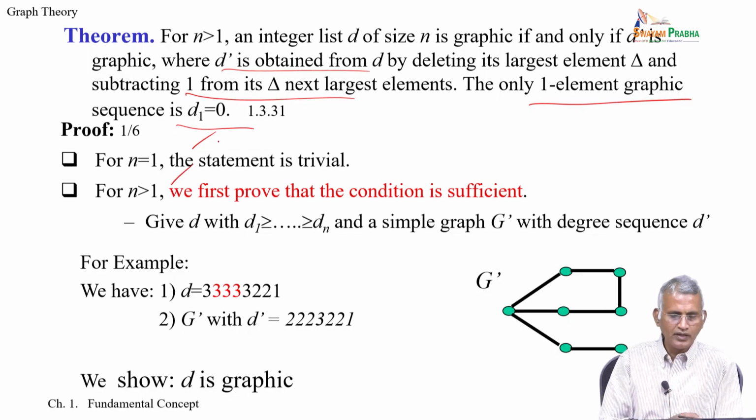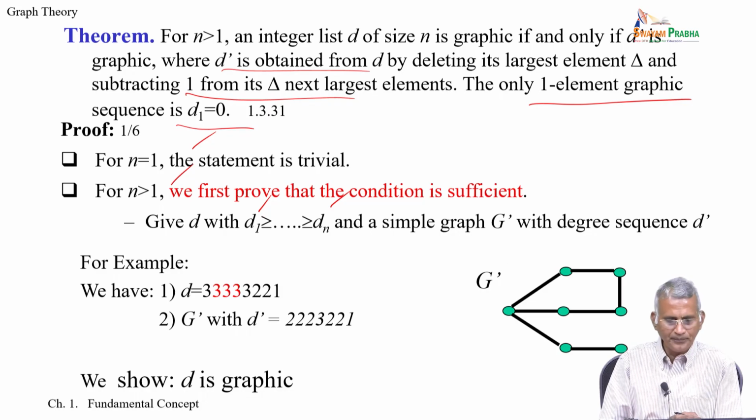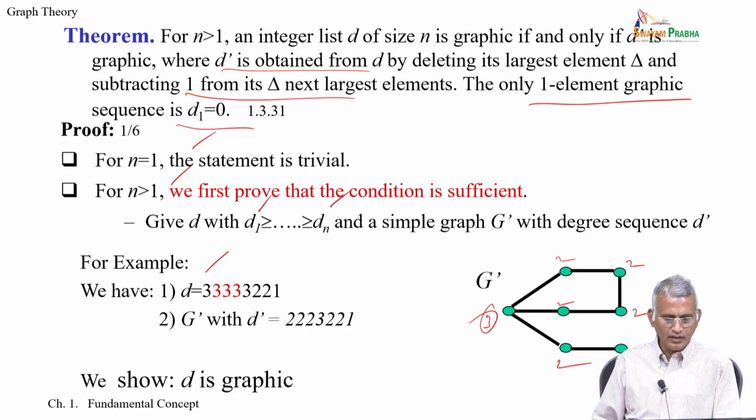For n greater than 1, we have to check the degree of all the vertices: check d1, d2, d3 and so on to dn, with d1 greater than or equal to d2 and so on to dn. For example, you take d here as 3 3 3 3 3 2 2 1, okay. This vertex has degree 1, this degree is 2, this degree is 3, and this is 2, 2, 2, 2. So, it goes like this. If you omit it from d, then we have 2 2 and correspondingly 3 3 1 will come. So, G with d' is 2 2 2 3 2 2 1.